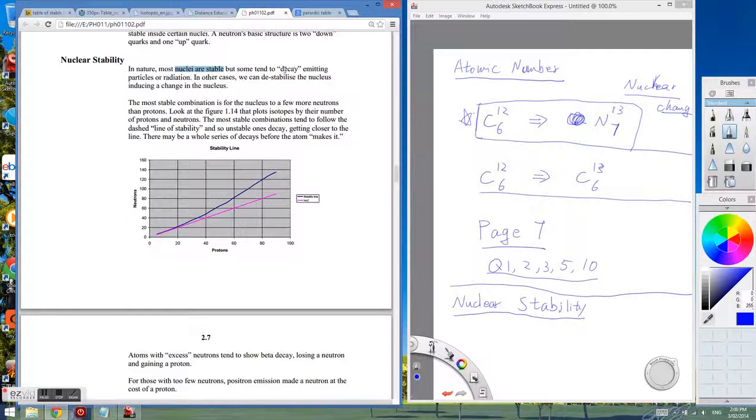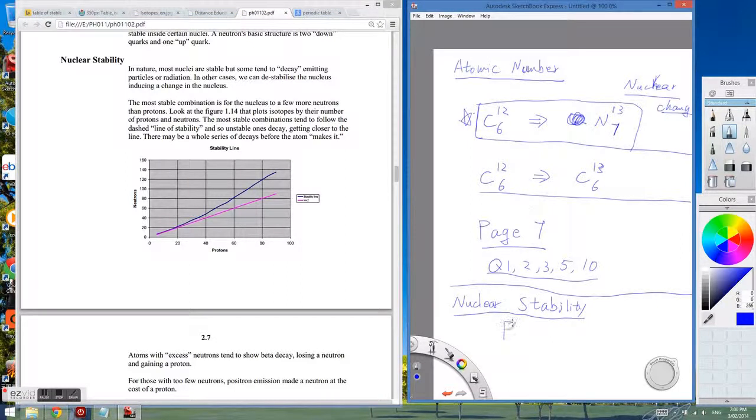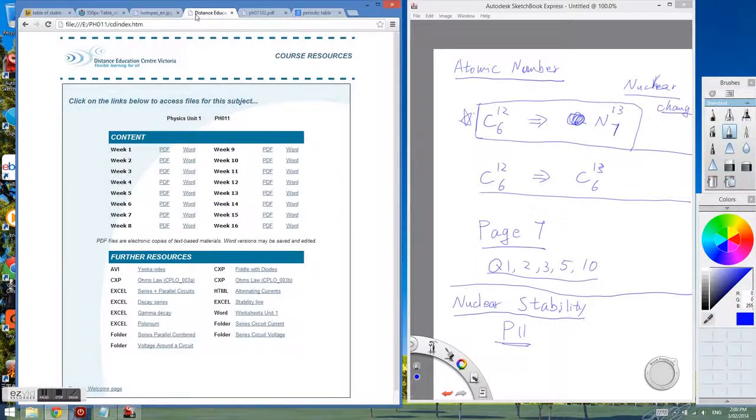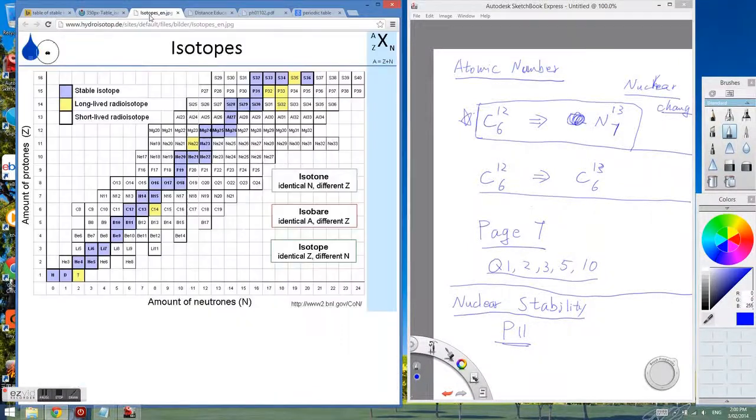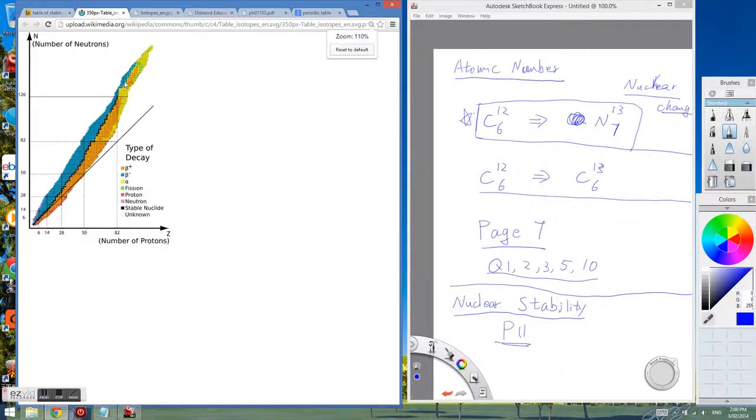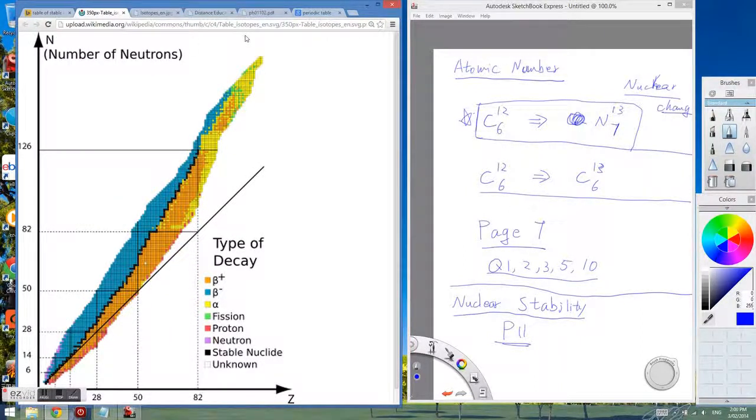Here is a stability graph. There is also a stability graph in your textbook, on page 11. I have a copy here, something like this. Let me enlarge it. If you have a look, there's a black line there. The line is called the stability line.